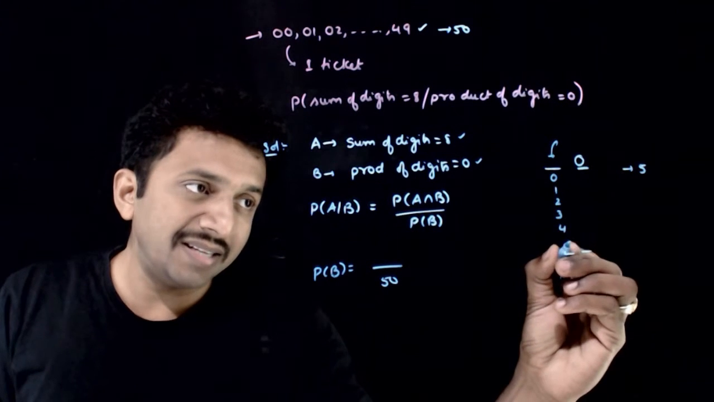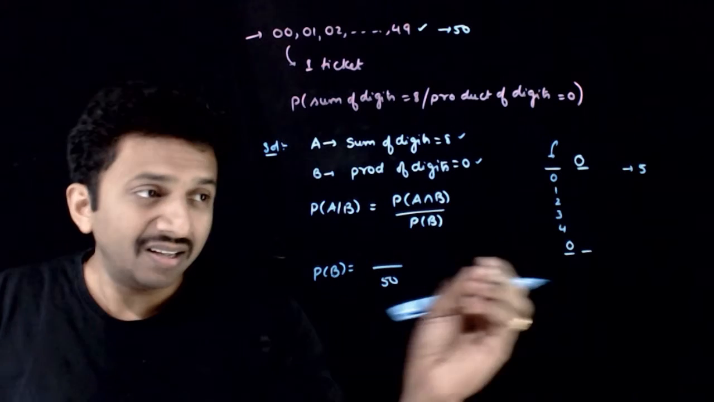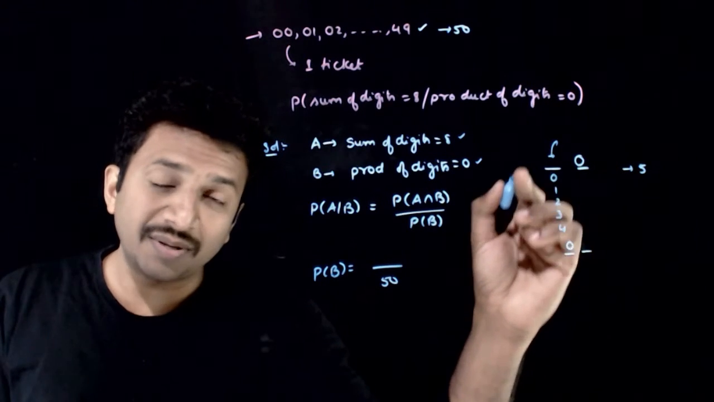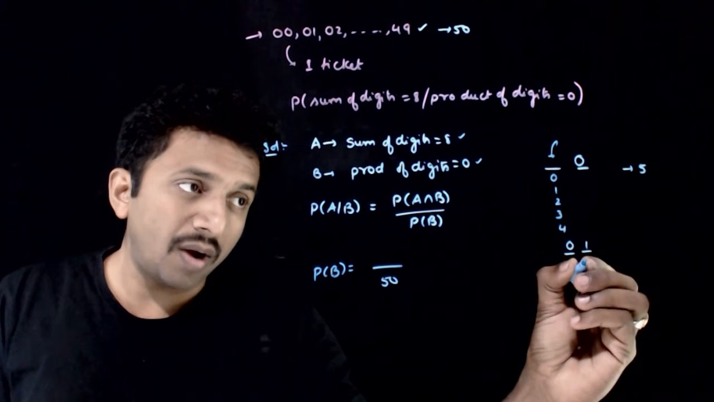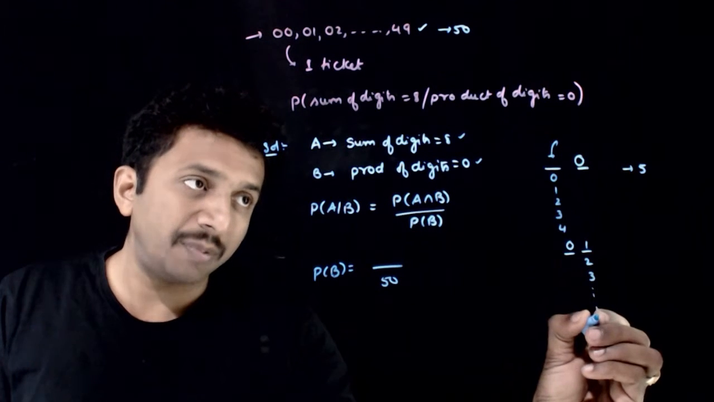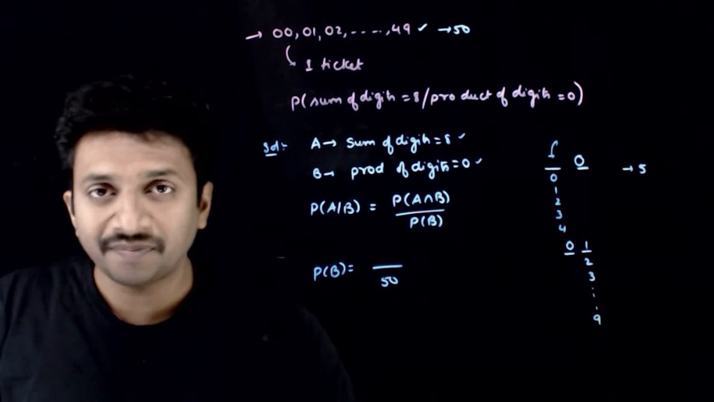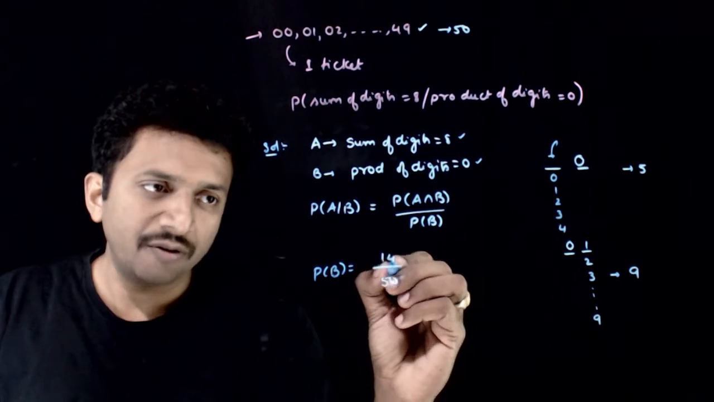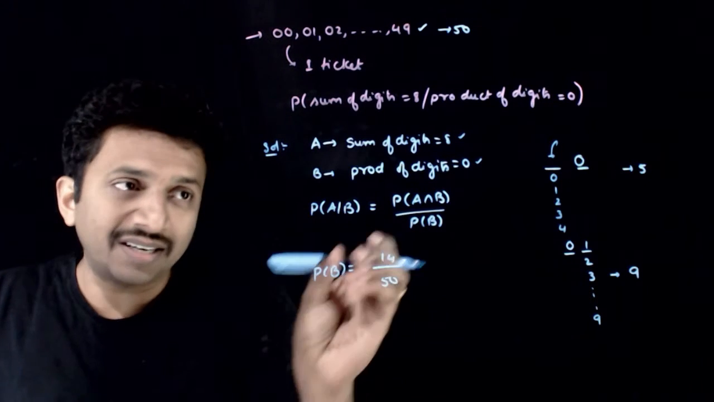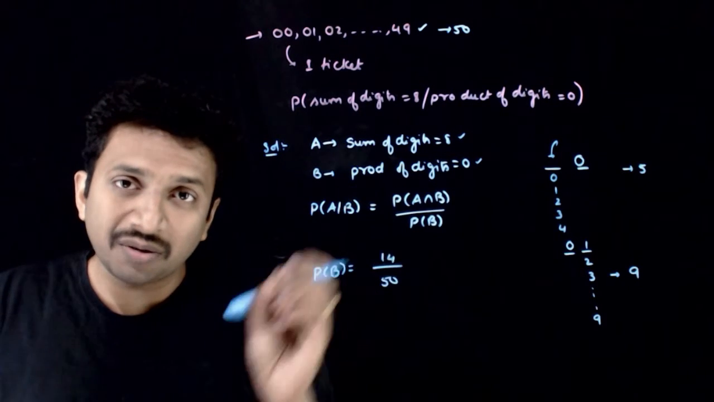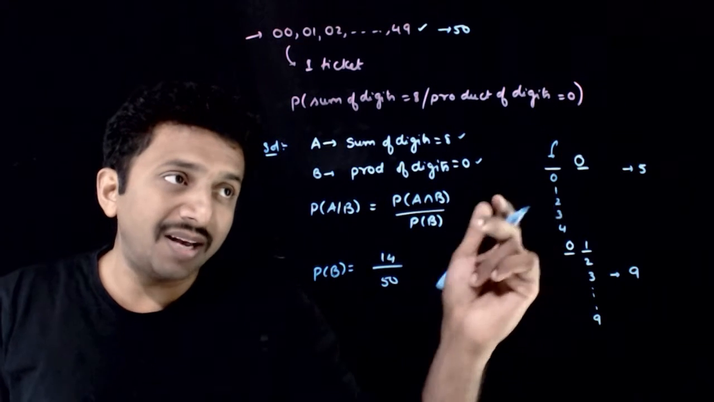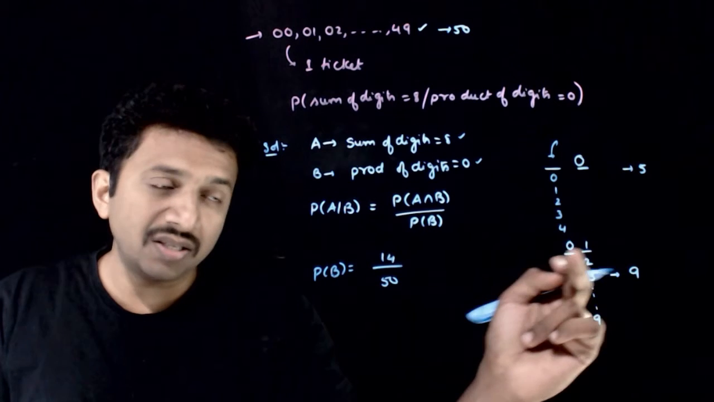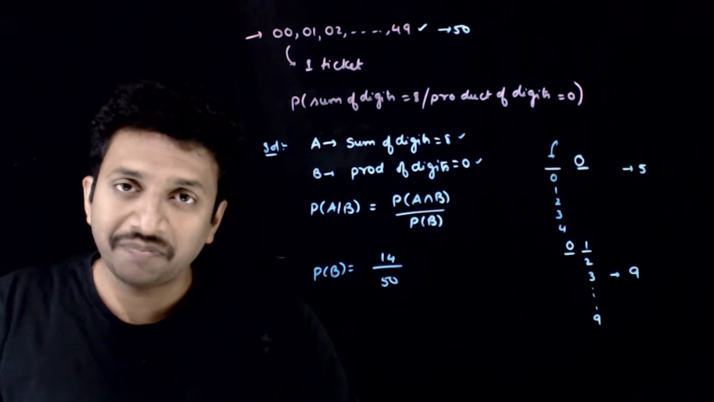And if the tens digit is 0, you can have 0, 0 has been already counted. So I have 1, 2, 3, so on up to 9. That is, you have 9 numbers. So 9 plus 5 is 14. So the number of favorable outcomes for the product of the digits being 0 is 14. And what are the numbers? 00, 10, 20, 30, 40. And 01, 02, 03, so on up to 09.